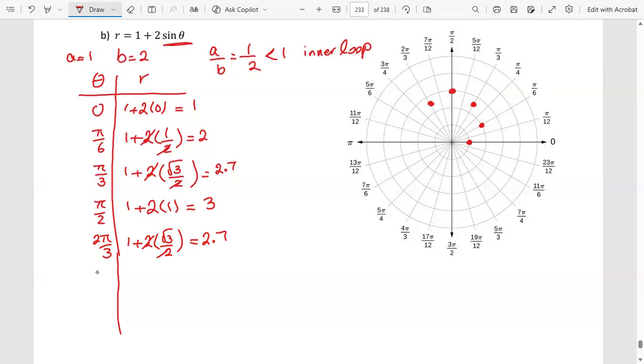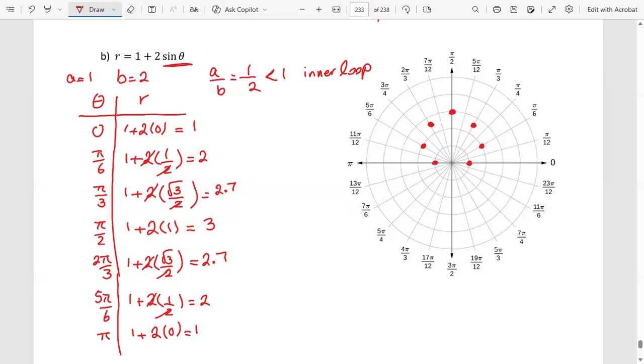If I replace 5 pi over 6, I know that the sine of 5 pi over 6 is 1/2, and 1 plus 2 times 1/2, which is 1 plus 1, is 2. For 5 pi over 6, we have 2. And if I replace pi, sine of pi is 0, and 1 plus 2 times 0 is just 1. But if you connect these points, you expect it to have an inner loop, but you can see that the inner loop is missing.